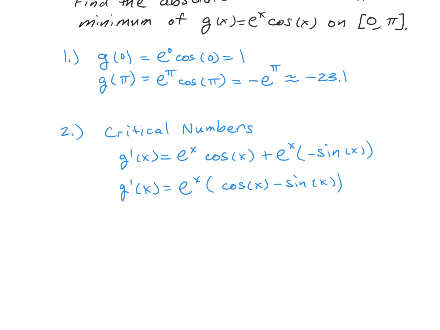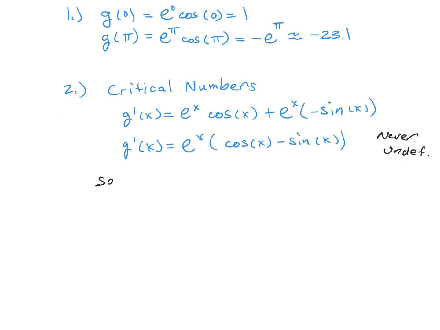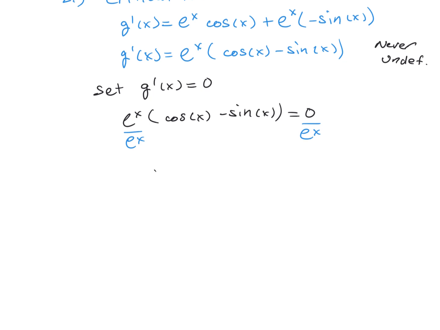So it should be noted that this derivative is never undefined, since it's the product of continuous functions, but it may be equal to 0. So we're going to set g prime of x equal to 0 and algebraically solve. So that's e to the x times the cosine of x minus the sine of x equal to 0. We know that the exponential function is never equal to 0, so we can safely divide by it to remove it from the equation. And that leaves us with the cosine of x minus the sine of x is equal to 0. So we have to solve this trigonometric equation, and there's a lot of different ways to do it.